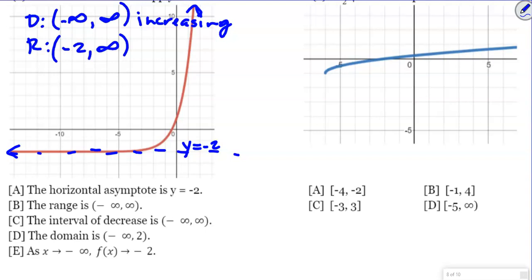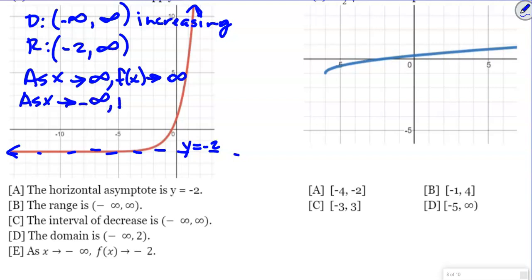Okay, then let's talk about our end behaviors. As x approaches the right, where's the graph headed, y'all? F of x is going to infinity, isn't it, y'all? Okay, and as x approaches negative infinity, what is f of x approaching? Isn't it approaching negative 2? All right, now let's just check these statements down here. So horizontal asymptote, yep, that's true. So that's got to be one of my answers.